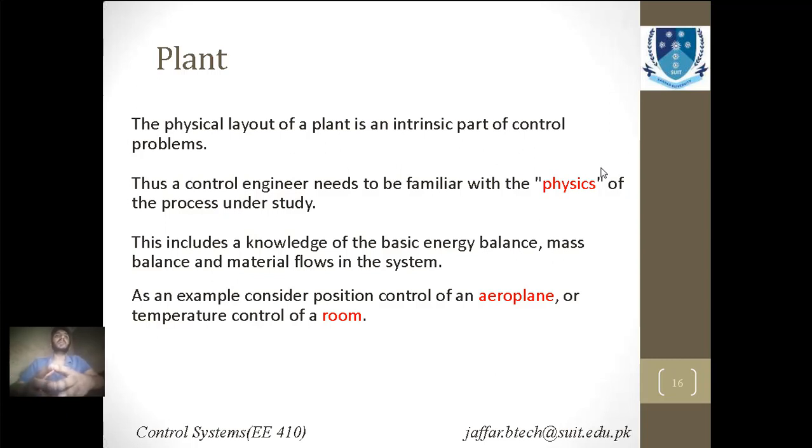A control engineer needs to be familiar with the physics of the process under study. If you know about the layout, you can actually perform better. If you do not know where you are heading, if you do not know your destination or the path that you are following, you could be in trouble. So that is why the physical layout is really important when talking about control systems.